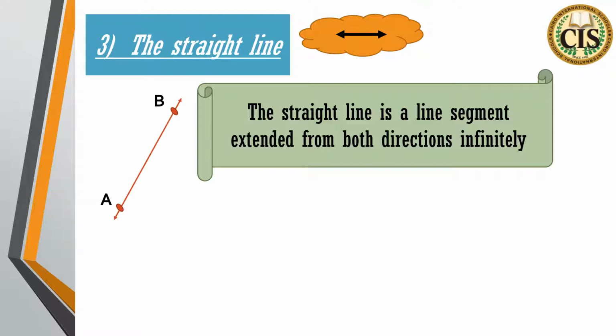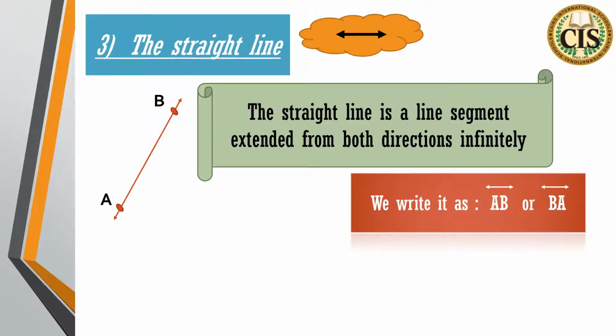The opposite figure represents the straight line which passes through the two points A and B, and it's denoted by AB as a straight line or BA as a straight line. We can write it as AB as a straight line and BA as a straight line.